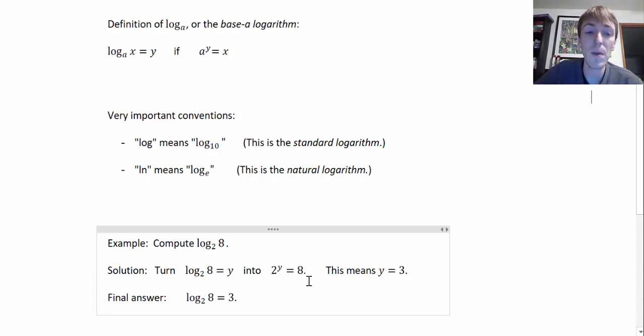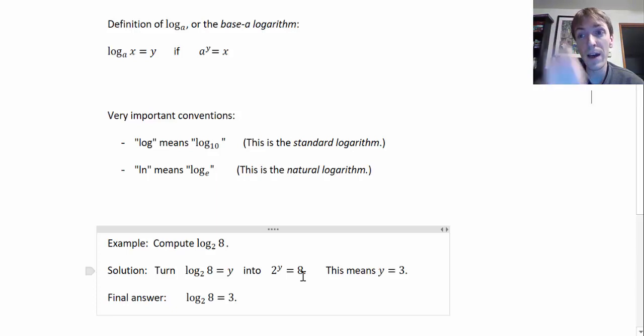And you do have to remember how to do this. Remember that 2 is going to become the base of the exponent. The thing I'm solving for, the y, is actually the exponent. And then the 8 becomes the result. So now I'm trying to solve 2 to the y equals 8.